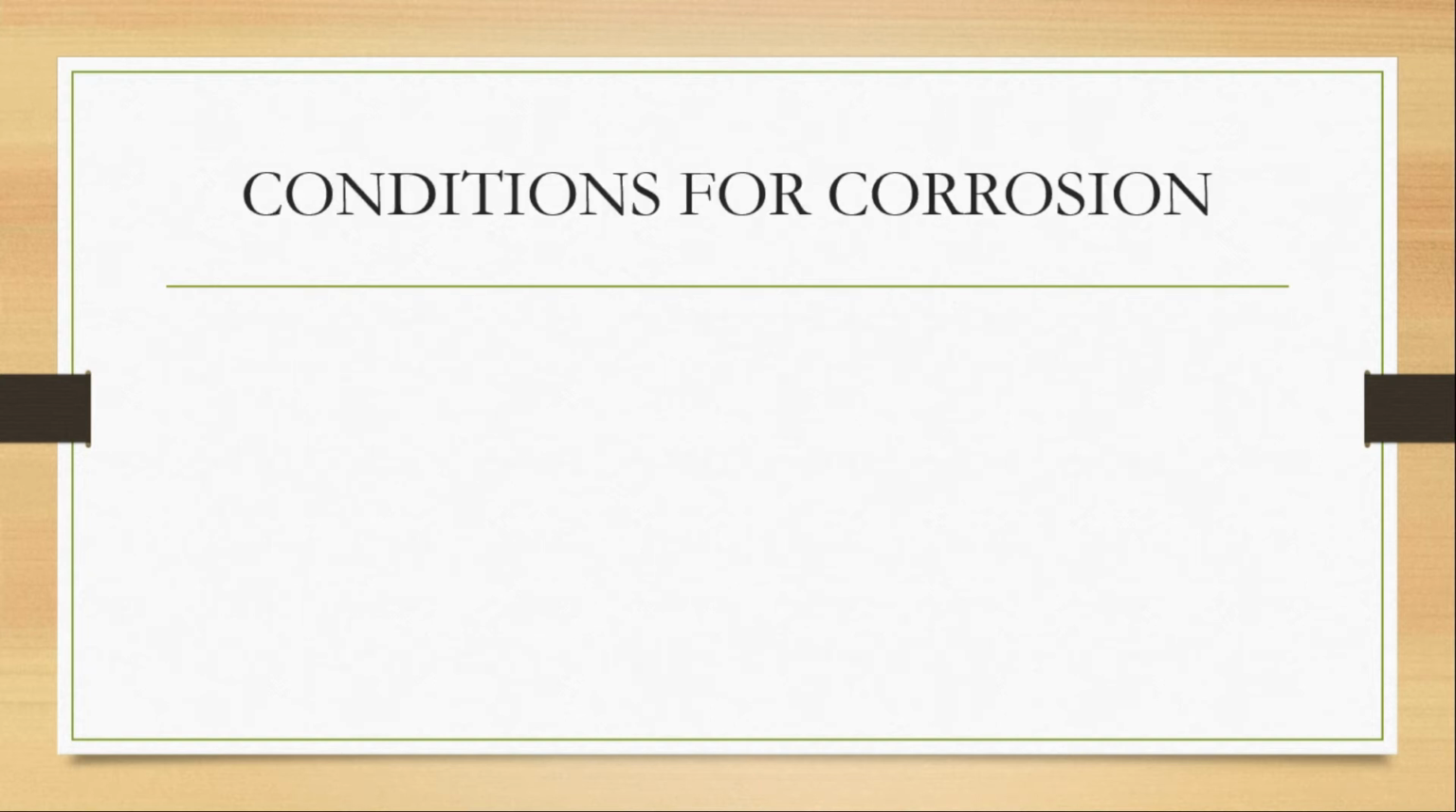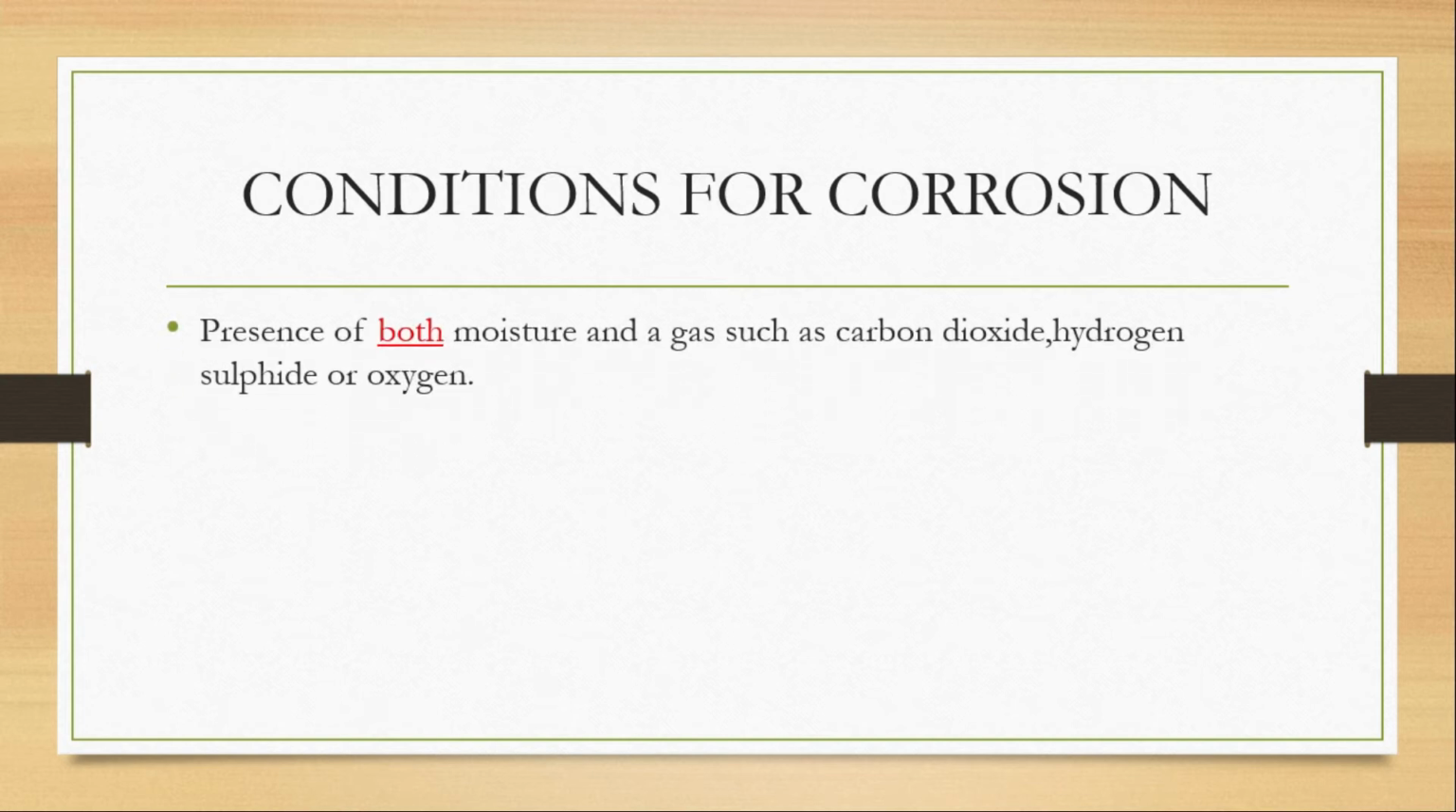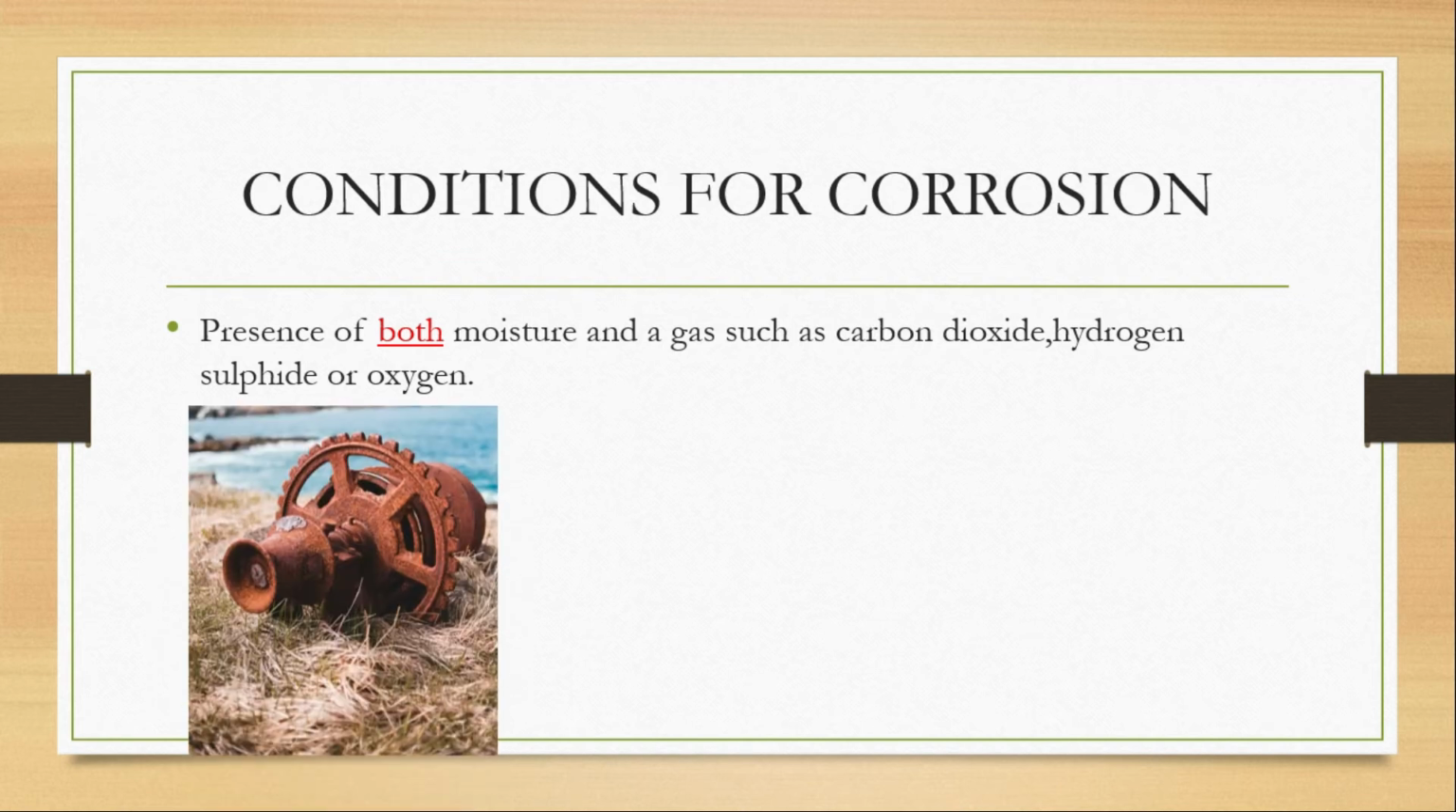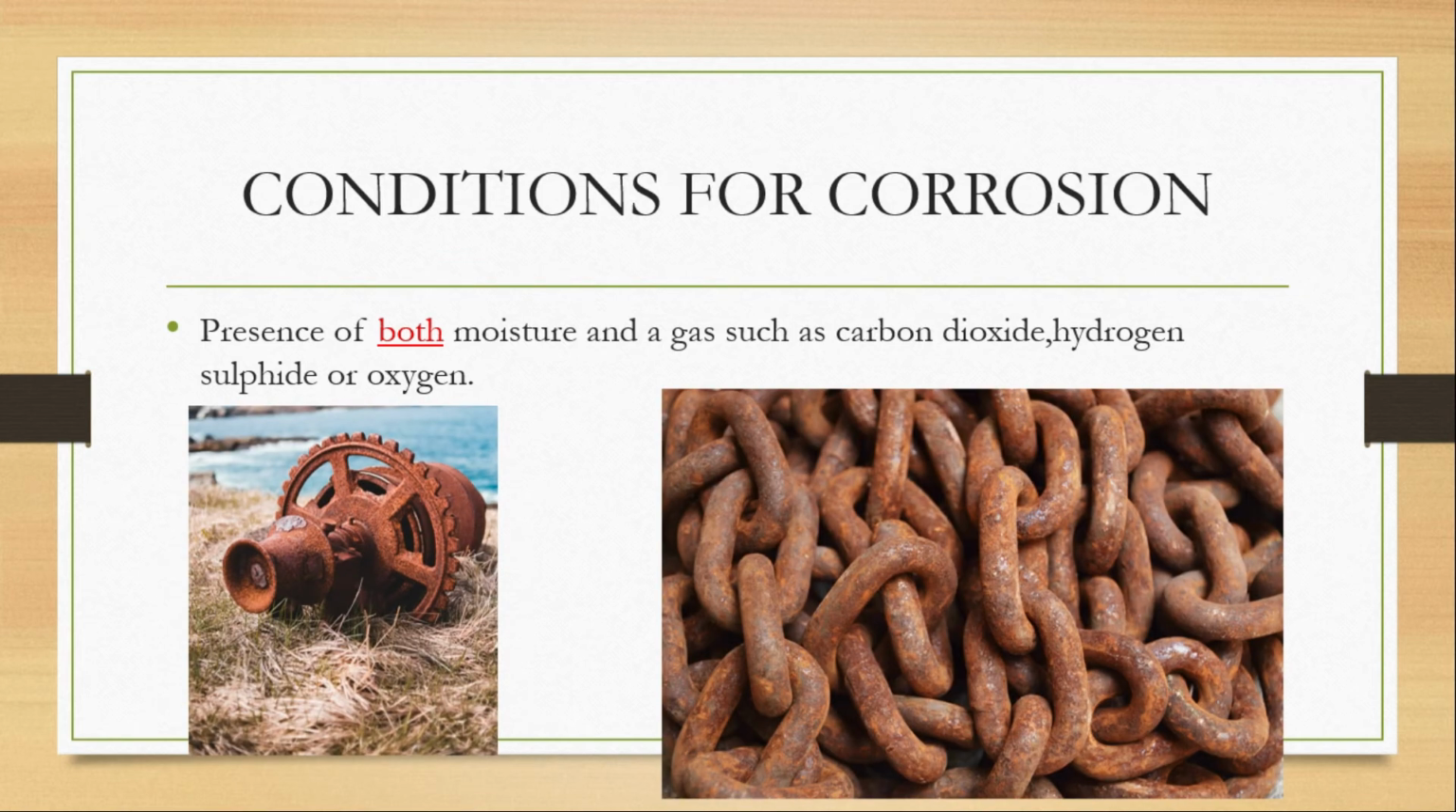Now, what are the various conditions for corrosion to happen? So you can say that it is the presence of both moisture and a gas. That gas may be carbon dioxide, hydrogen sulfide, or oxygen. And if any one of them is absent, the corrosion is not going to happen. So you can again see some corroded objects here. So what is the condition? Moisture and a gas.